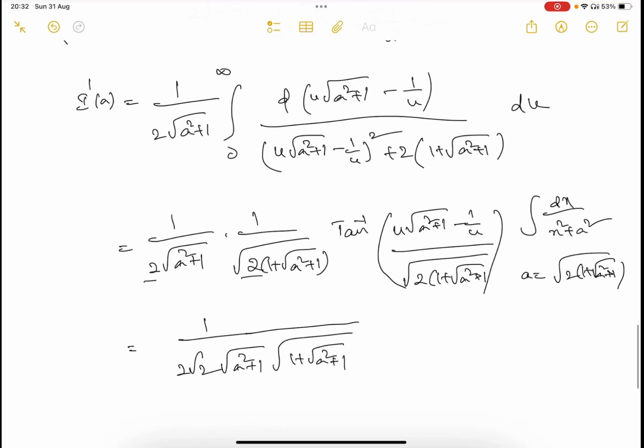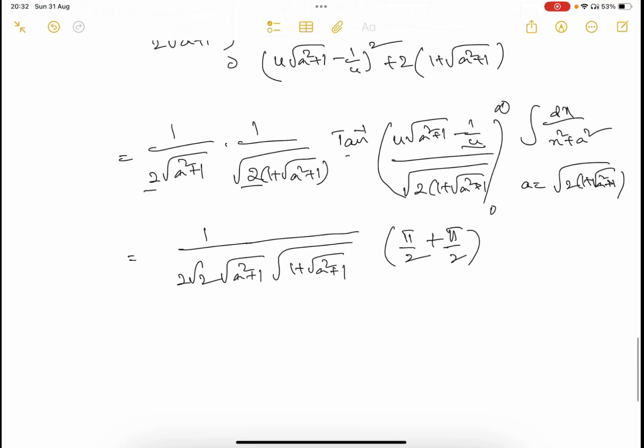Right? Then what about this? Here the integration limits are 0 to infinity. As you can see, when u is infinity, this part will get pi by 2, right? Then for u equal to 0, this will be tan inverse of minus infinity, which is minus pi by 2, then it will get minus. So finally I dash of a equal to pi by 2 root 2 into root a square plus 1 into root of 1 plus root a square plus 1.